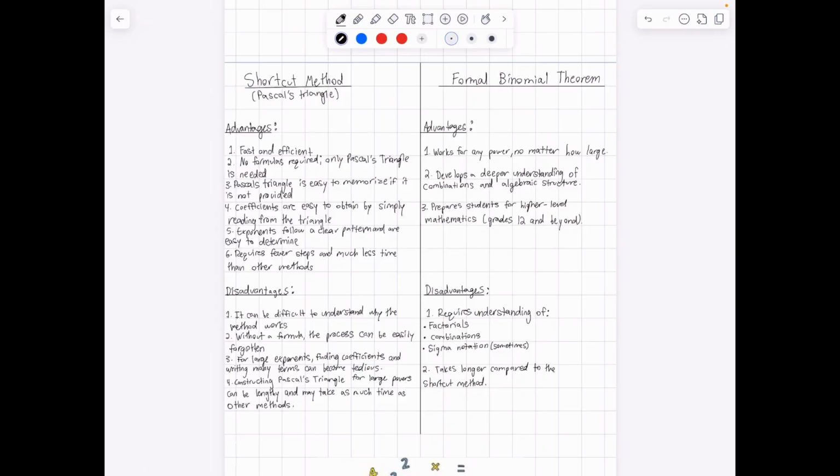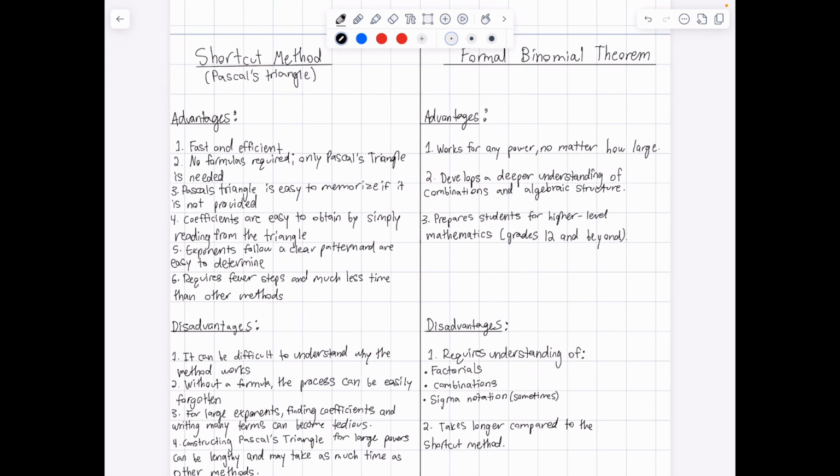So now after doing both of those different methods together, I'll be answering the reflection question, what are the advantages and disadvantages of each method? So I wrote them down here. Let's start with the shortcut method. The advantages are that it's fast and efficient. There are no formulas required, only Pascal's triangle is needed. Pascal's triangle is easy to memorize if it is not provided, and it is easy to create on your own. Coefficients are easy to obtain by simply reading from the triangle. Exponents follow a clear pattern and are easy to determine. And the last one, it requires fewer steps and much less time than other methods.